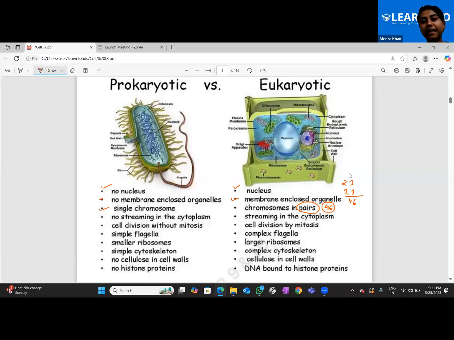23 chromosomes are taken from the father and 23 are taken from the mother, and they are fused in the child, making 46.